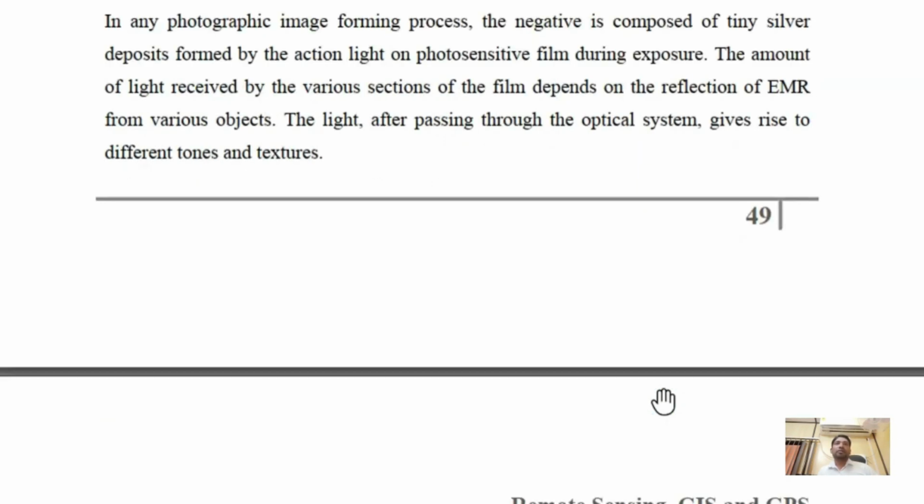In any photographic image forming process, the negative is composed of tiny silver deposits formed by the action of light on photosensitive film during exposure. The amount of light received by the various sections of the film depends on the reflection of EMR from various objects. The light, after passing through the optical system, gives rise to different tones and textures.